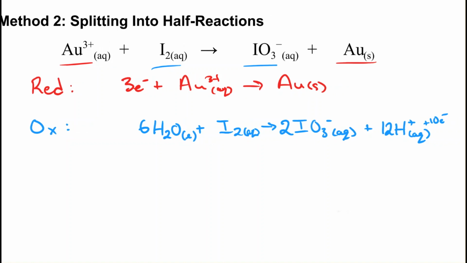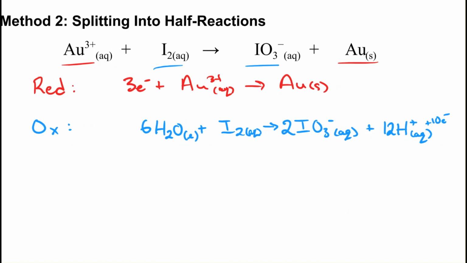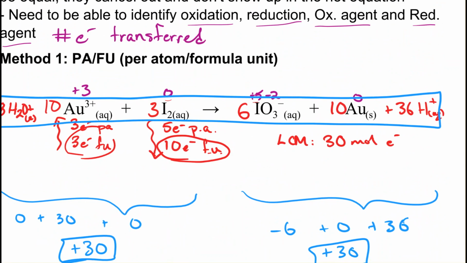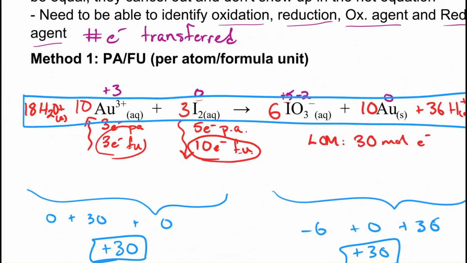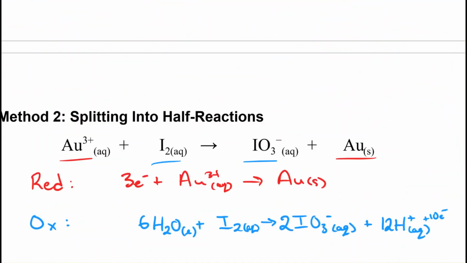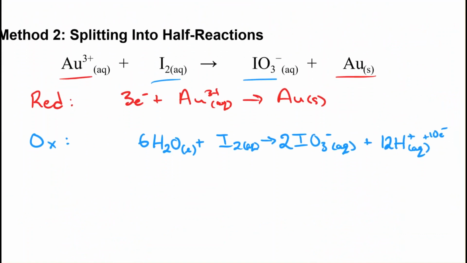I'm just going to move over a little bit. So now let's take a look at this. Does this look familiar? 3 electrons for the gold, 10 electrons for the iodine. Is that not exactly what we had earlier? 3 electrons for the gold and 10 electrons for the iodine. Hopefully this is starting to work together pretty well.